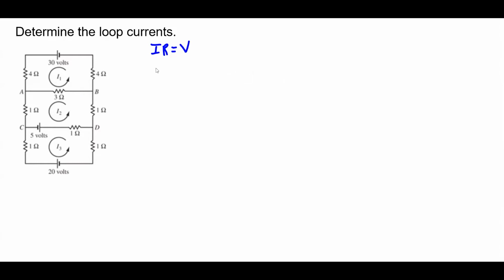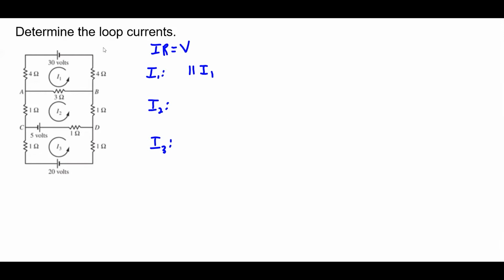So we're going to have an equation for each loop, and I'll just give them the names of their currents. And then the first loop, we've got 3 resistors, and all together, they're all getting multiplied by this current. And together we have 4 plus 3 plus 4. That's 11 ohms times the current, say I1.